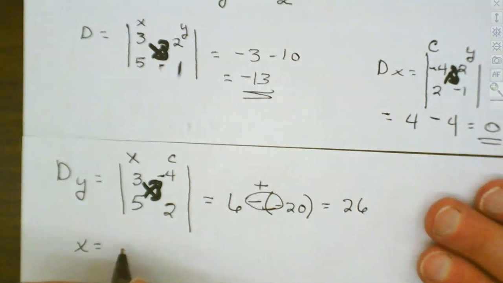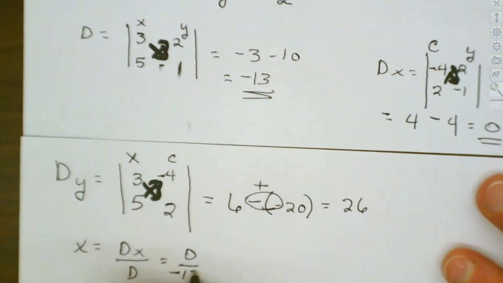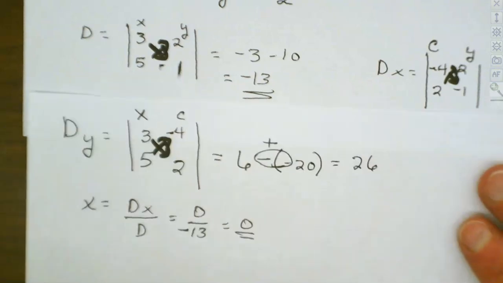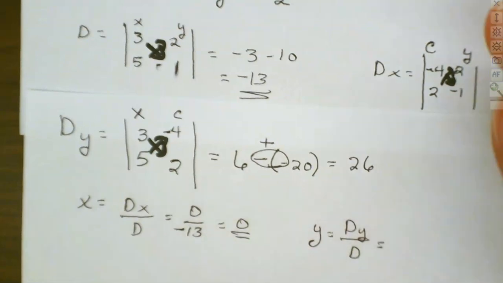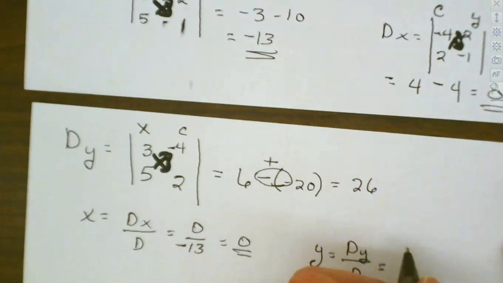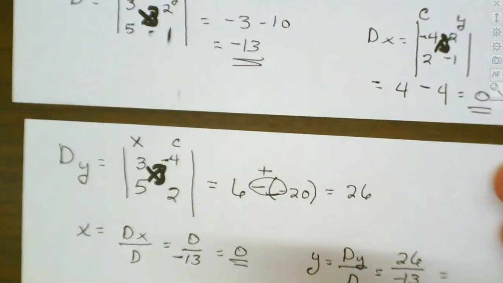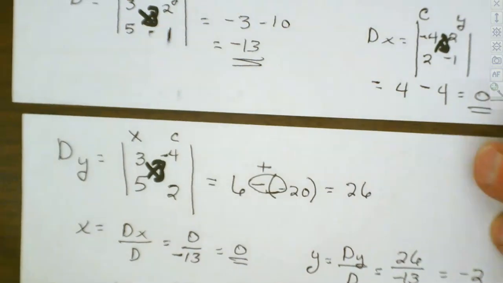X is dx over d. Dx was 0. D was a negative 13. So that leaves you with 0. What about y? Well, we did y here. dy. So y is dy over d. dy was a 26. D, if we go up, was at negative 13. And that comes out to be a negative 2. So your ordered pair would be 0, comma, negative 2. And that's your answer.